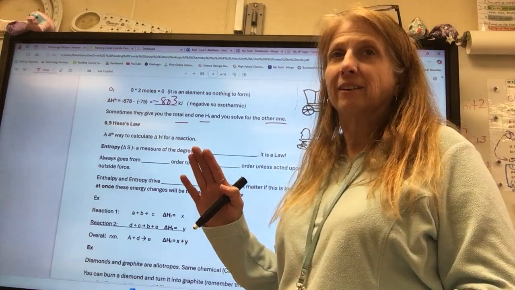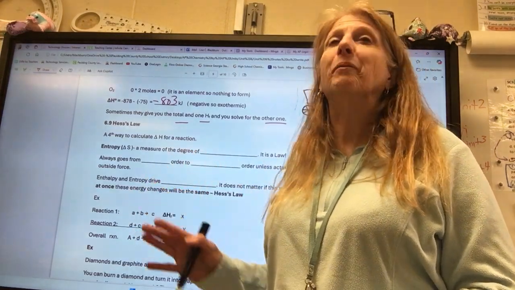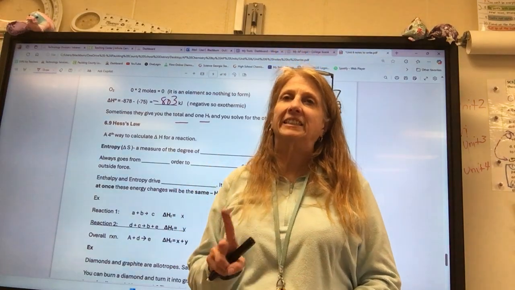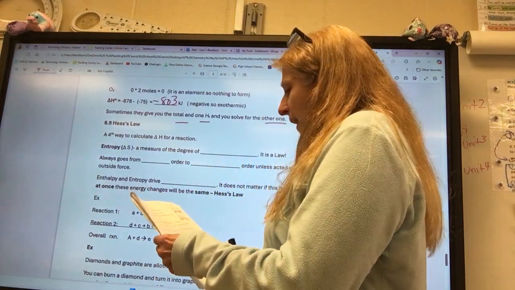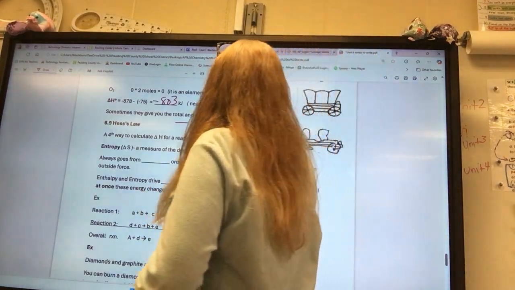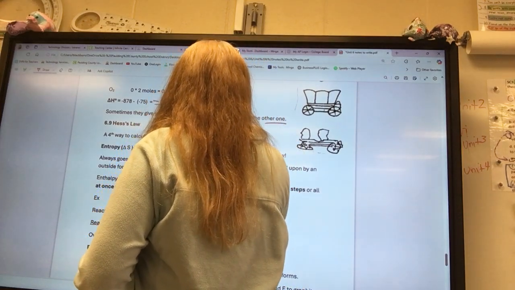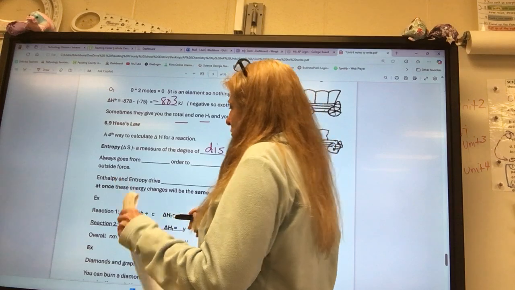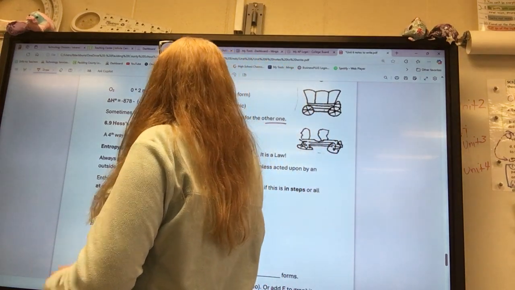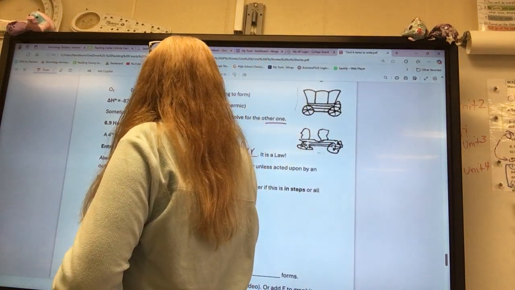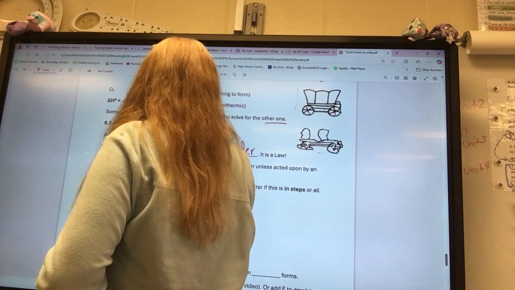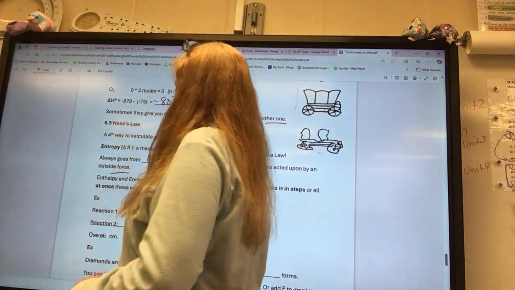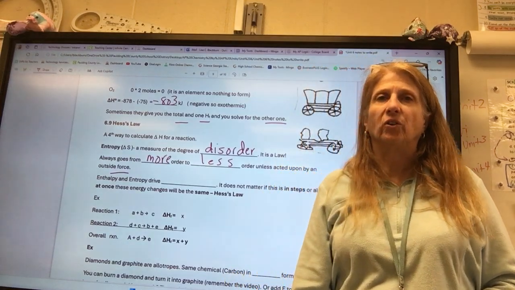So not to put a damper on your day, but entropy is a law. It is also called the second law of thermodynamics, and it is a measure of the degree of disorder. What it says is that entropy always goes from more order to less order unless acted upon by an outside force. So it's the degree of disorder.